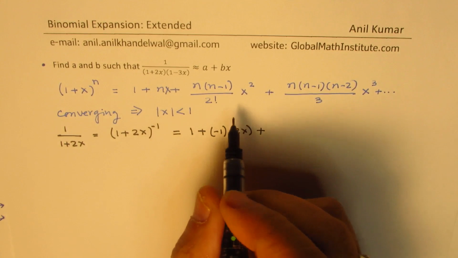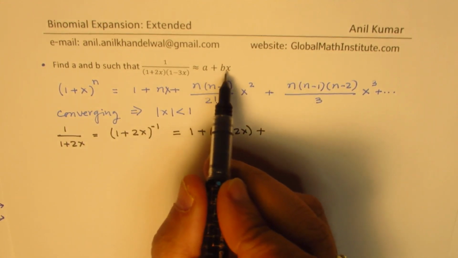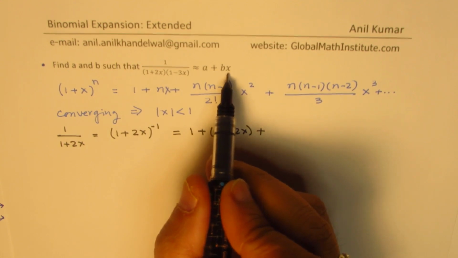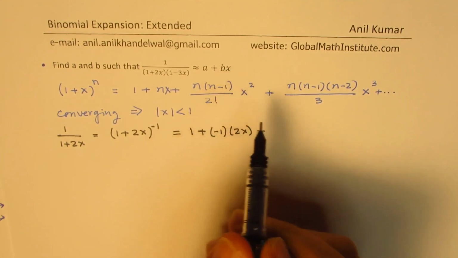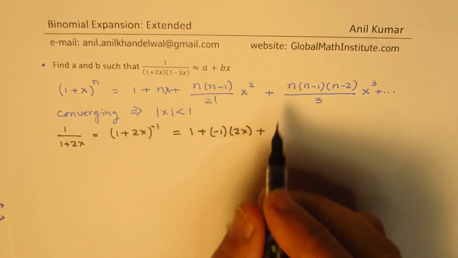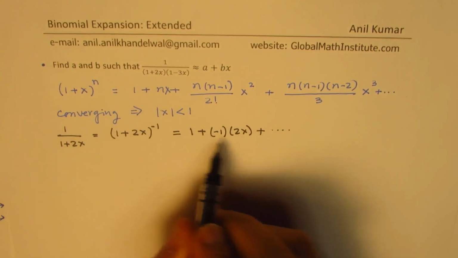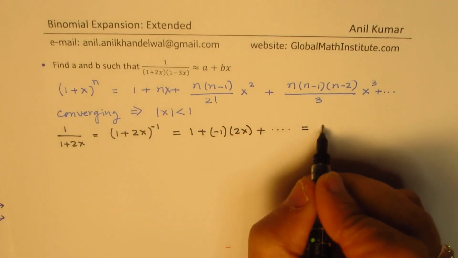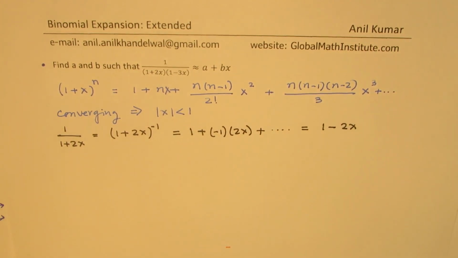Plus, we'll use two terms, since we want only the value a plus bx, right? So the x squared terms are not required. We'll neglect the other terms, correct? Okay, so this gives you the value of 1 minus 2x. Right. So that is what it is.